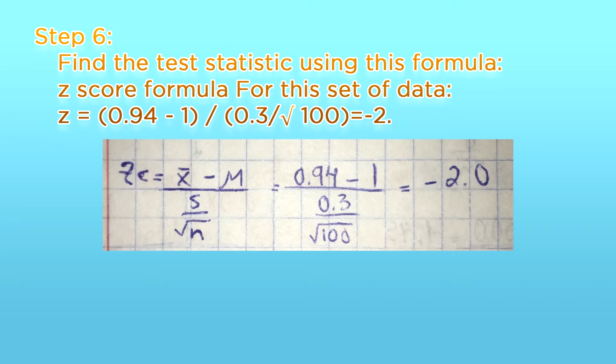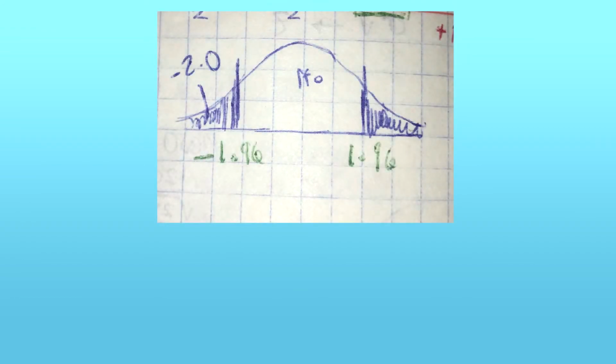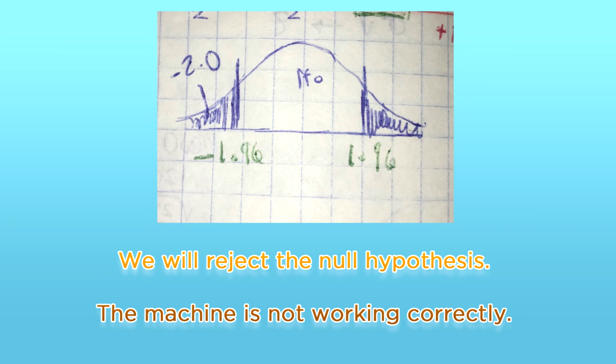So once we have both of those values, we need to check whether the value of minus 2 is inside the 2 extremes of minus 1.96 and 1.96. But it is not inside of those 2 parameters. It is not in the H0 region. Because minus 2 is lower than minus 1.96, it is outside of it. So that means that we will reject the null hypothesis. In other words, this means that the machine is not working right and it needs to be checked.